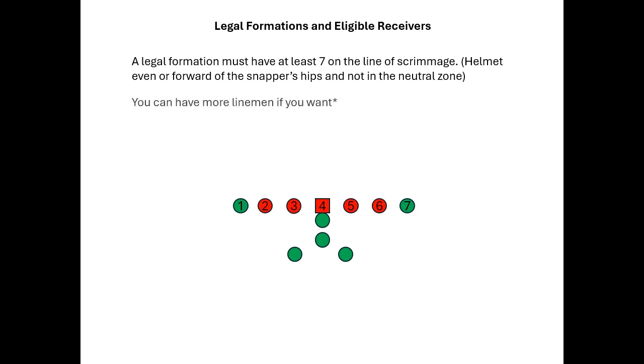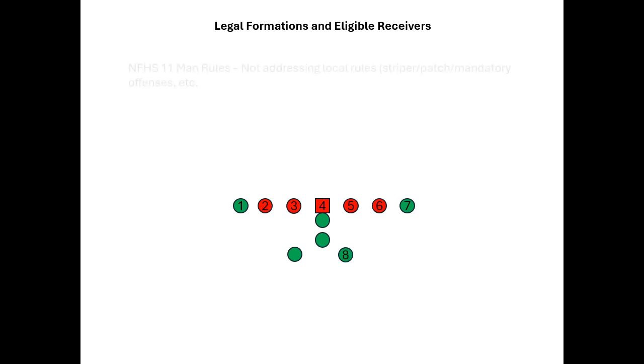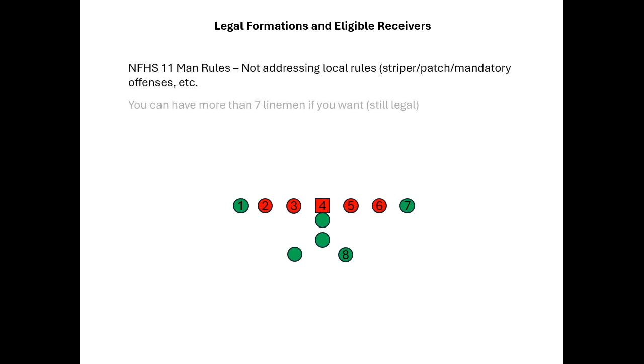You can have more linemen if you want, with a caveat. And all backs in the backfield must not be forward of the snapper's hips, and they are all eligible. They're noted in green. Only the 2 linemen on the ends of the line are eligible. The scope of this presentation is NFHS 11-man rules only, not addressing local rules like striper, patch, mandatory offenses, no motion, etc.